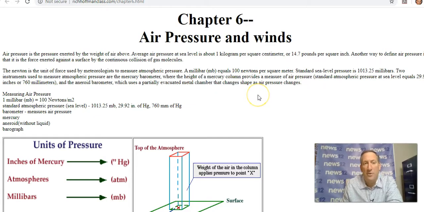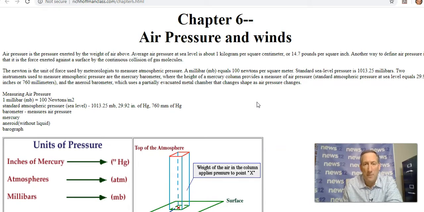Air pressure is the pressure exerted by the weight of the air above. And average air pressure at sea level is about 1 kilogram per square centimeter, or 14 pounds per square inch. Now, in terms of meteorology, we need a consistent pressure so we can get an idea if pressure is higher or lower in a certain spot. Most of our surface weather maps use millibars, and that's what we're going to be looking at.